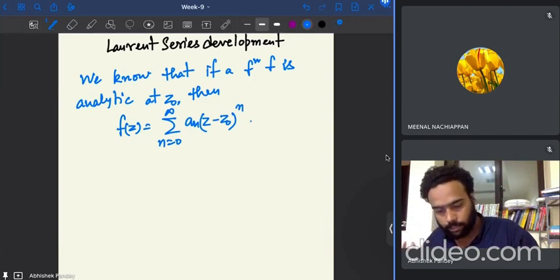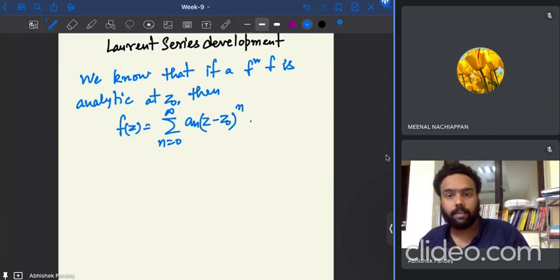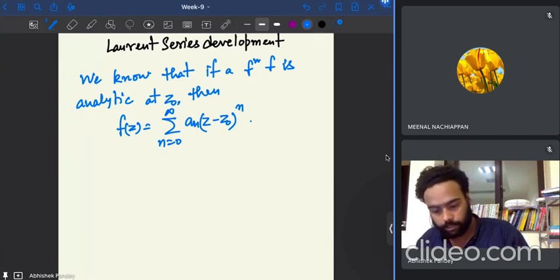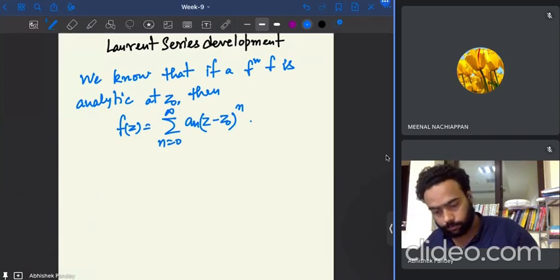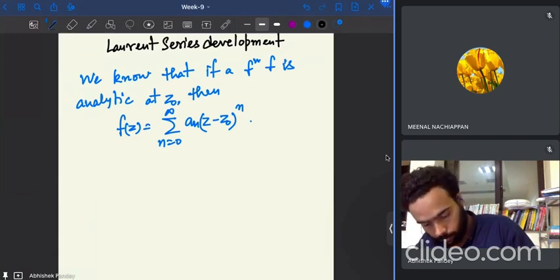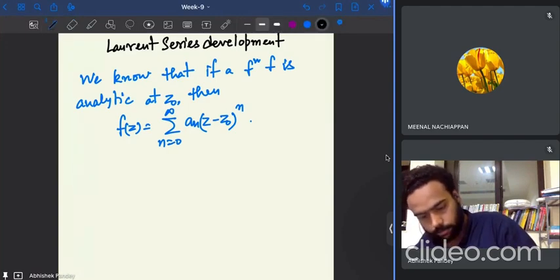So in this section, we will see that basically, if f is analytic in an annulus, it can be written as a double power series. So let me write down the theorem. Before that, let me introduce some notation.